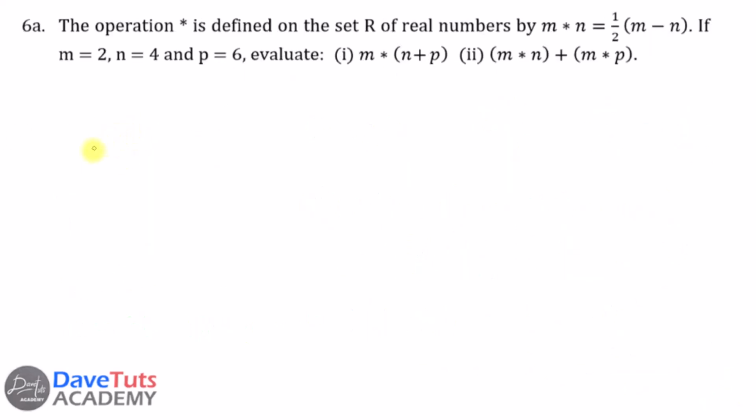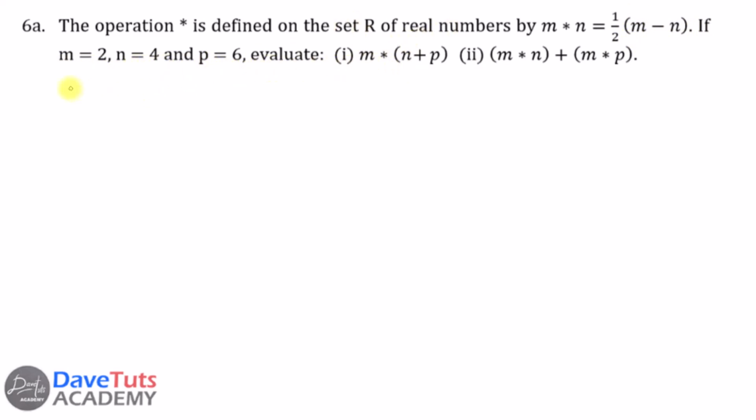Okay, here's a question on binary operations, and here we are told that the operation asterisk is defined on the set R of real numbers by m asterisk n is half of m minus n. Now, if m is 2, n is 4, and p is 6, we have to evaluate.